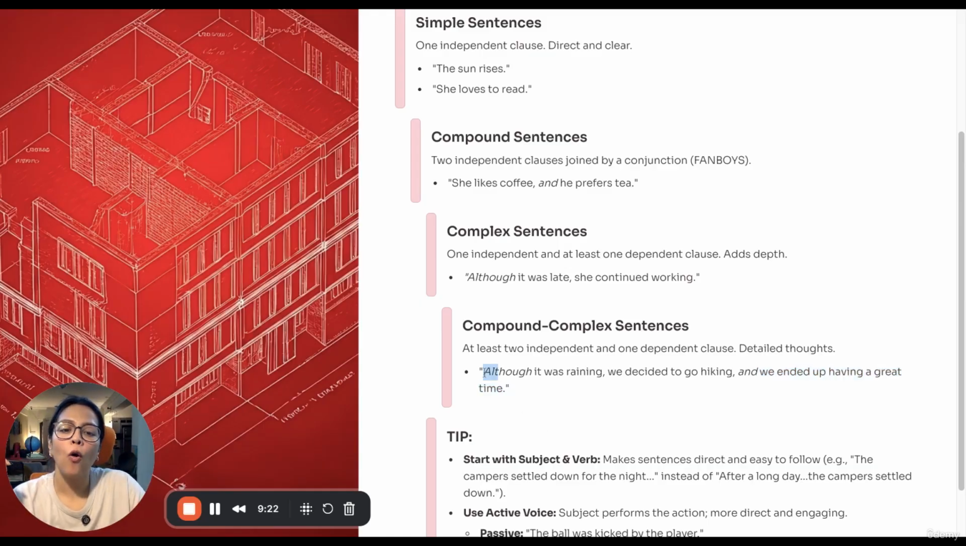So, which is the dependent clause here? It is although it was raining. Remember, whenever something starts with a conjunction, it's mostly a dependent clause. So here, according to our rule, a compound complex sentence will have at least two independent clauses, which we have, and one dependent.